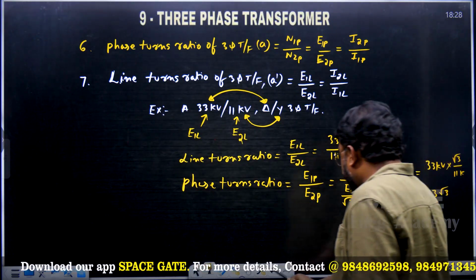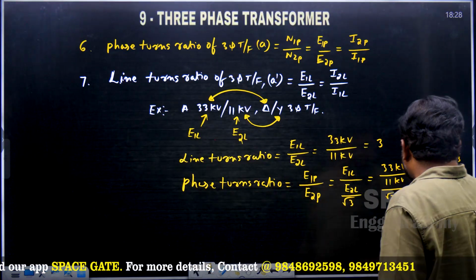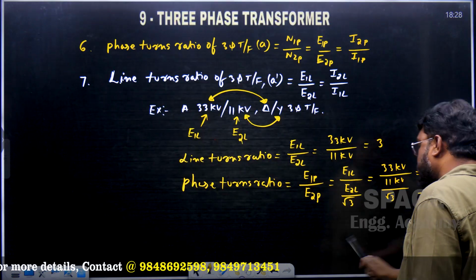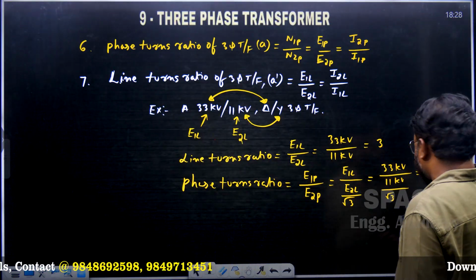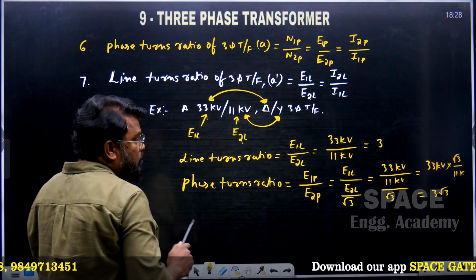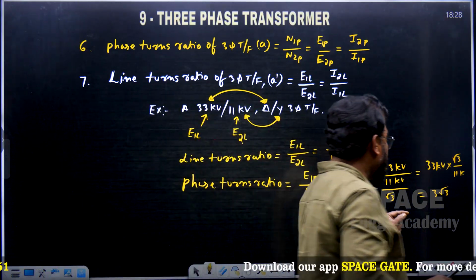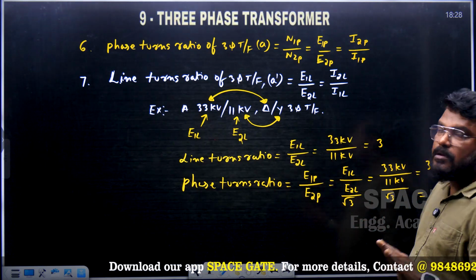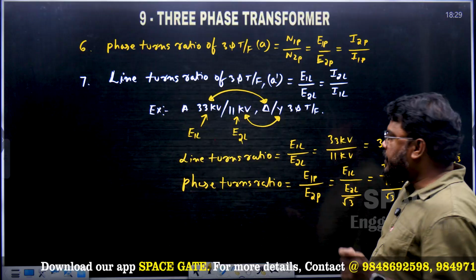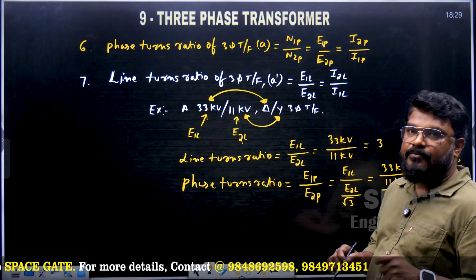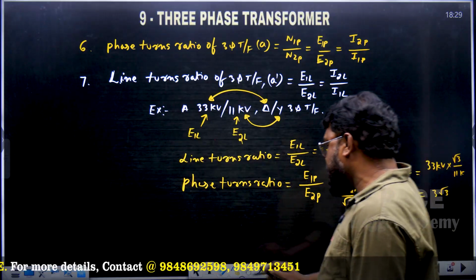We can simplify this: 3 root 3 is 3 by 1 over root 3 values. So up to here, like this we have to calculate the line turns ratio and phase turns ratio of a 3-phase transformer for any connection. Like this we have to calculate the line turns ratio and phase turns ratio of any given 3-phase transformer.